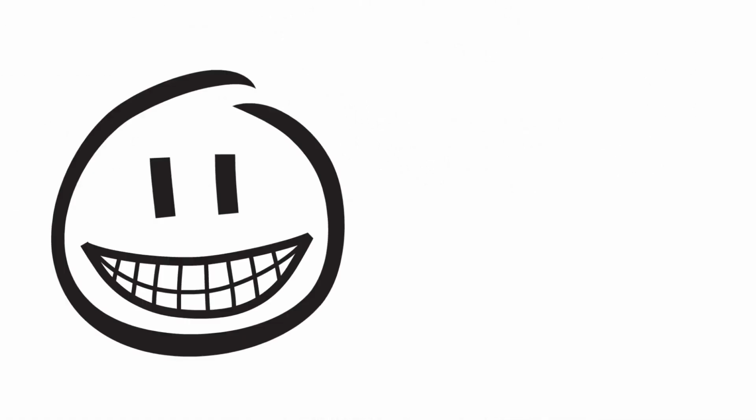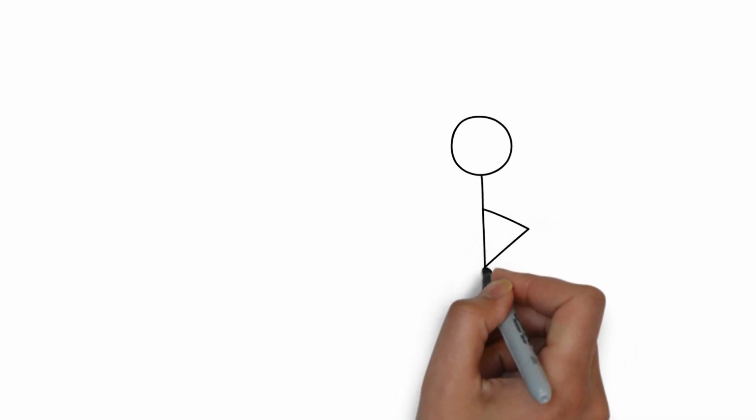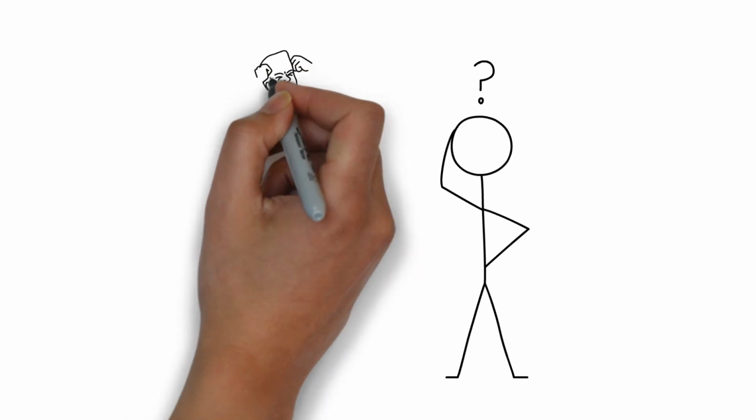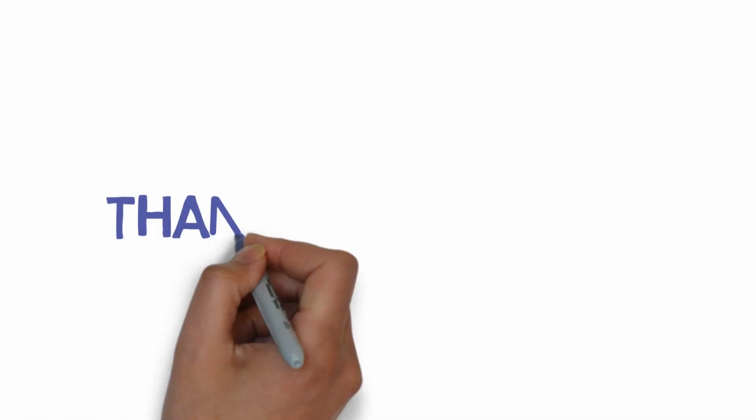So I will end the video with a joke. There's only 10 kinds of people in the world: those who understand binary and those who do not. You didn't get it? Really? Really? Oh yeah, whatever.